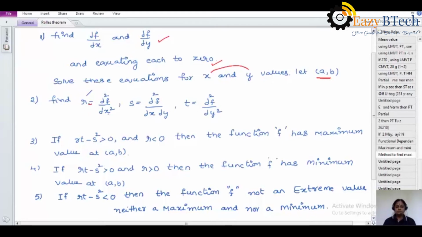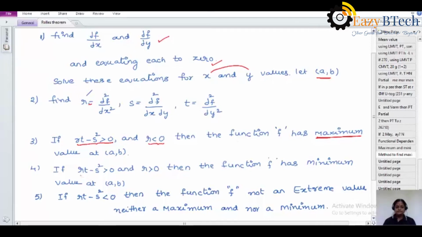r is dou square f by dou x square, and s is dou square f by dou x dou y, and t is dou square f by dou y square. And third step, if rt minus s square greater than 0 and r less than 0, then the function has maximum value. See here students, when the maximum is there for the function, observe the symbol here, okay. rt minus s square greater than 0 and r less than 0 is there for any function, then you can say that the function has maximum value.